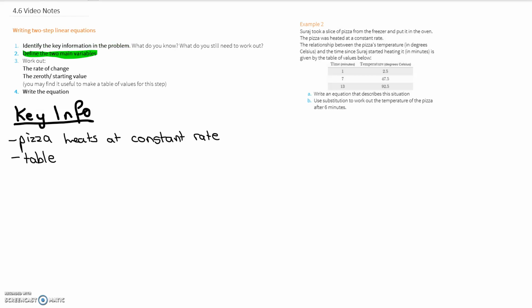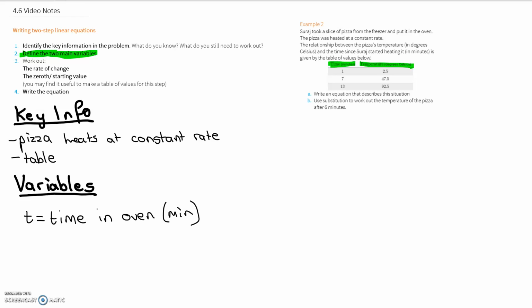So this is a little bit easier to define the variables in this problem because it's kind of already given to us in the table, which is nice. So that makes it pretty easy. We know that our variables are the time that it takes for it to heat up and the temperature. So let's give them letters. Remember that you can give them whatever letters you like. I'm going to say that lowercase t is the time in the oven in minutes. And the capital T is the temperature of the pizza in degrees Celsius.